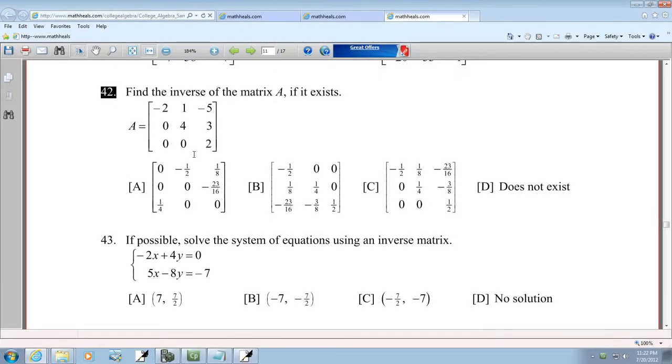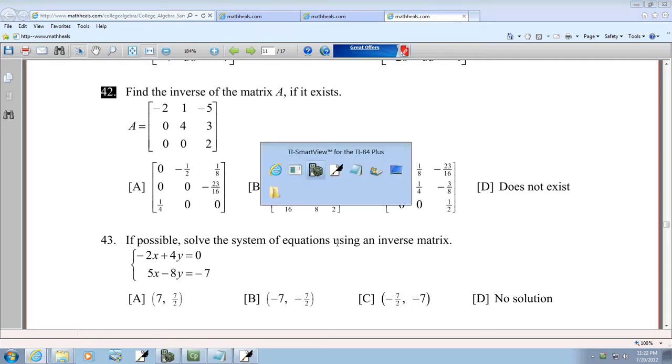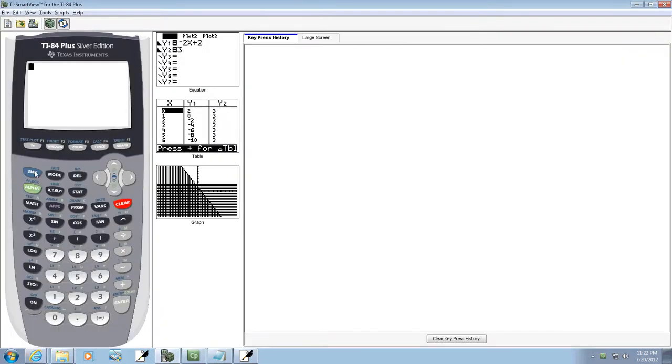Let's take a look at number 42. First we'll do it on the calculator, and then we'll do it by hand. So let me go enter in the matrix in our calculator. I'll do second, x to negative 1, go to the matrix menu. On the T83 you have a MATRX button. Now, not a T83 plus, but just a T83.